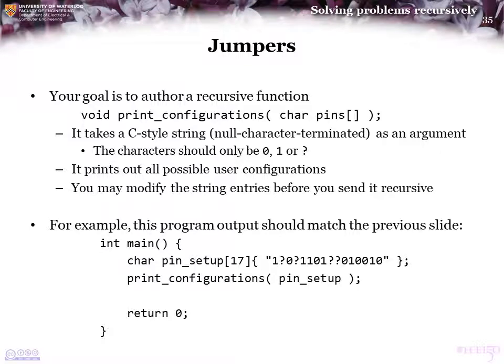So, for example, the following program here should have an output that matches all of the entries or possibilities shown on the previous slide. So there are 16 pins. Because it is a C-style string, that means that we need to allocate memory for 17 entries in that character array, and then we pass it on to print configurations. The output should be all possible values seen on the previous slide, but the order doesn't matter. However you do it is up to you.